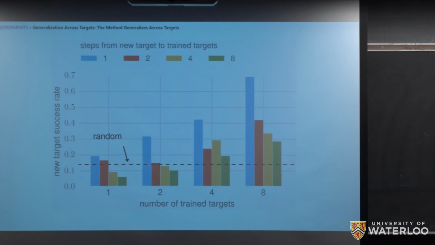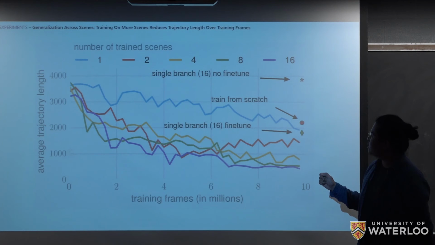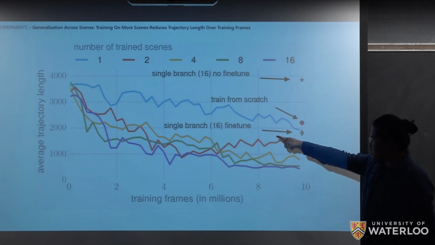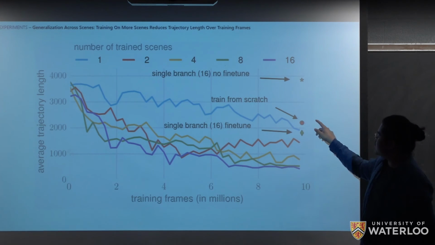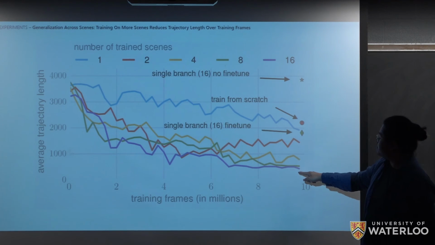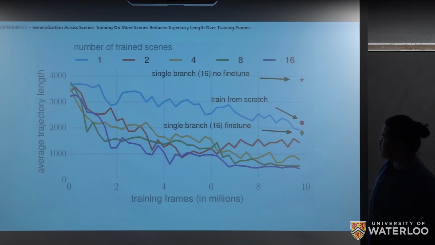And we'll now look at how it generalizes to new scenes. A new scene is like a new environment. So if you were running this in the kitchen, how would it work if you had run it in the bedroom? Here we're evaluating the average trajectory length over the training frames. As you train on more scenes, here we have the blue as the fewest scenes and the purple as the most scenes, being if you train on 16, the average trajectory length goes down a lot faster by training on more scenes rather than fewer.